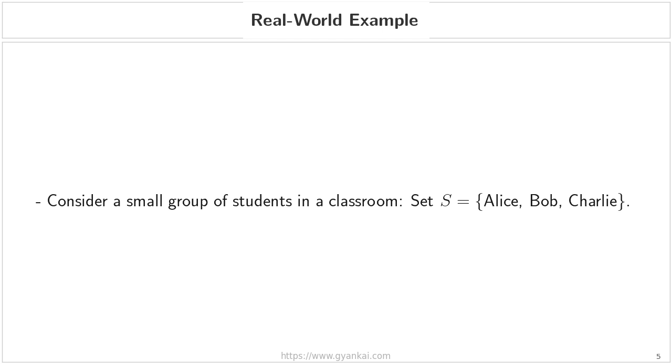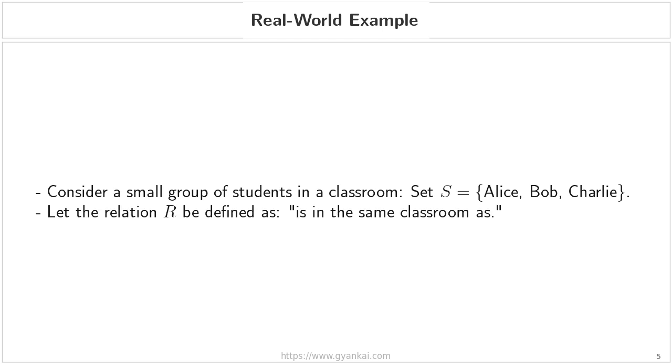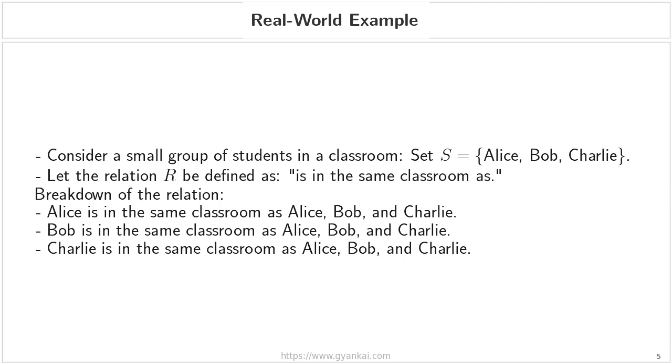Imagine we have a small group of students in a classroom. We can represent this as set S, which consists of Alice, Bob, and Charlie. Now let us define a relation, which we will call relation R, as "is in the same classroom as." To understand how this works, let us break down the connections.